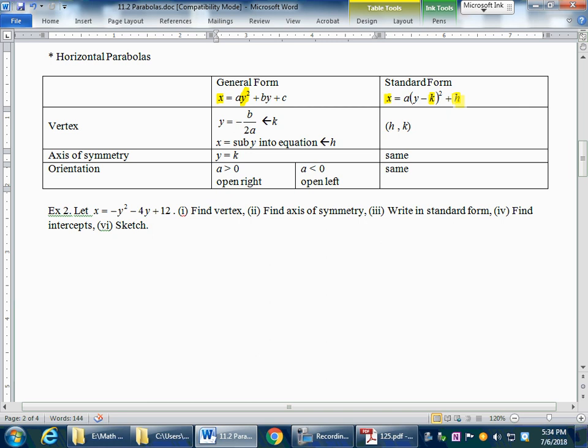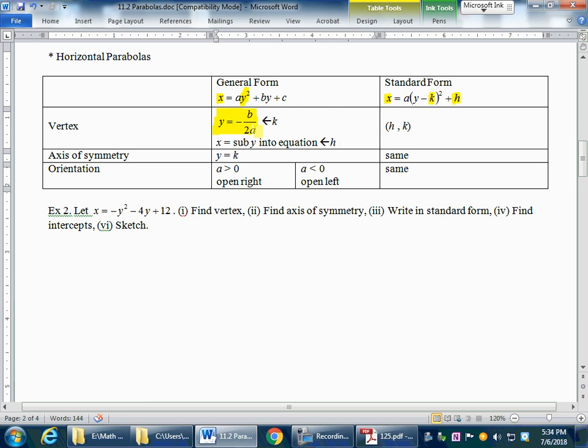For the general form, to get the vertex, first you need to find the y coordinate instead of the x coordinate. So y is negative b divided by 2a. That will be the y coordinate of the vertex. And then if you want the x coordinate, all you have to do is substitute y into the equation like before, and then you will get that.